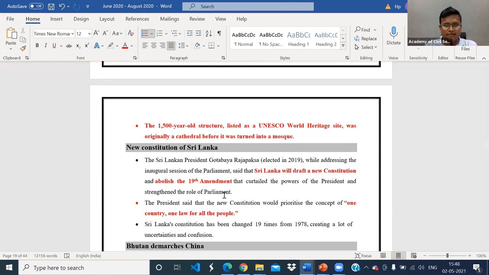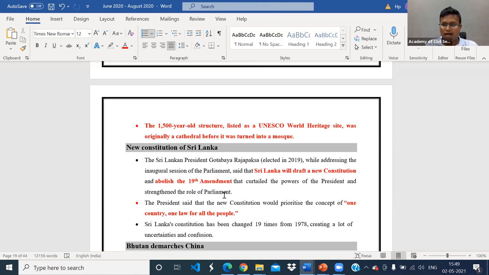The Sri Lankan president Rajapaksa was elected in 2019, and he addressed the inaugural session, his first address after being elected president, to the Sri Lankan parliament. He suggested that Sri Lanka will draft a new constitution and abolish the 19th Amendment Act of the Sri Lankan Constitution. What is the 19th Amendment Act? In it, the president's powers were reduced and the parliament of Sri Lanka was given more power.